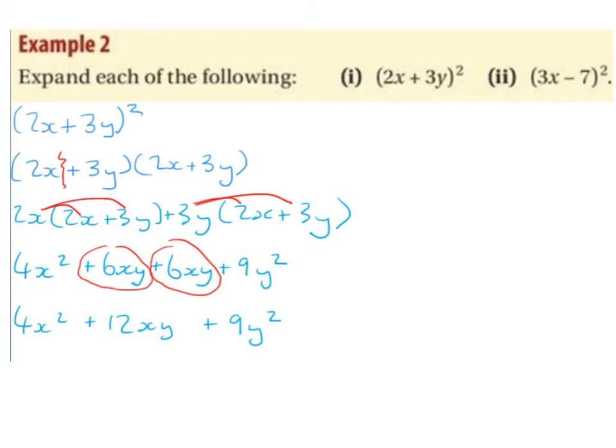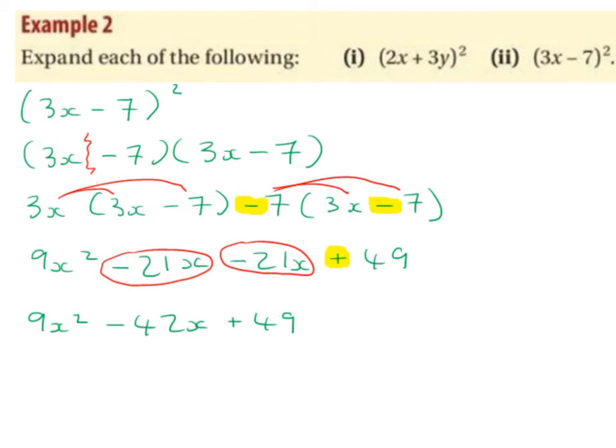The only terms that I can group together is the 6xy and the 6xy. And I can bring down the 4x squared, the 6xy and the 6xy gives me 12xy. And then I bring down the 9y squared. So I end up with 4x squared plus 12xy plus 9y squared.